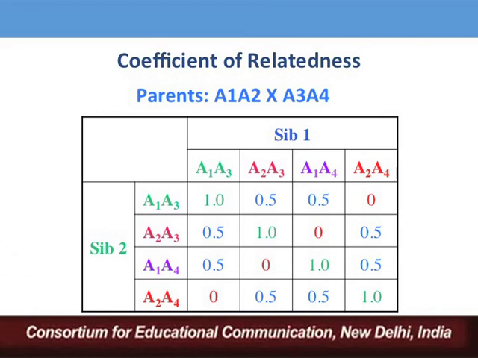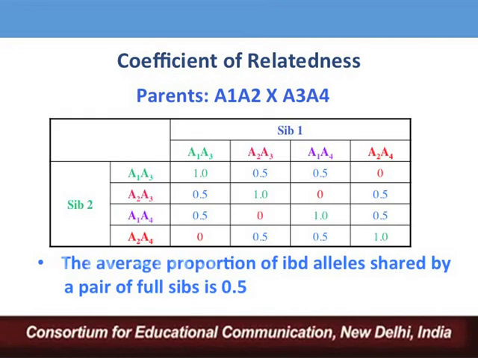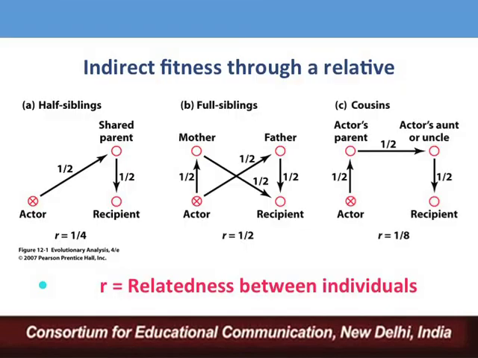So if we sum up all the possible combinations and divide that by the maximum possible similarity, in this case 16, that is 1 plus 0.5 plus 0.5 plus 0 and all that, and divide that by 16, we come to a value of 0.5. So the average proportion of alleles which are identical by descent for a pair of full siblings is 0.5. We can calculate for different relations like this.